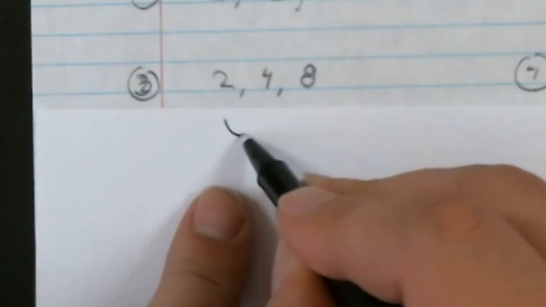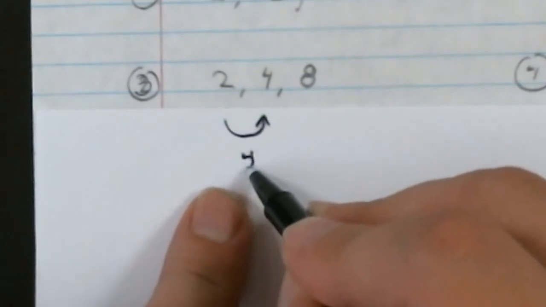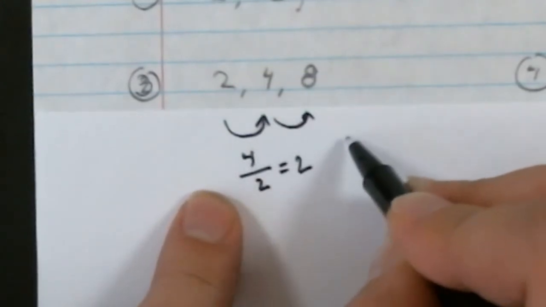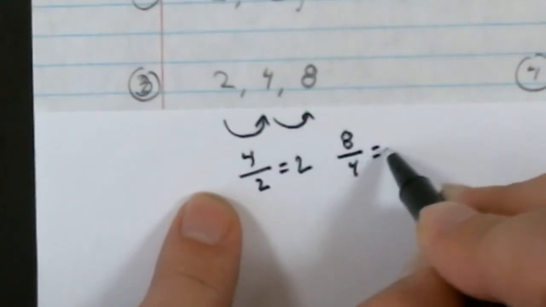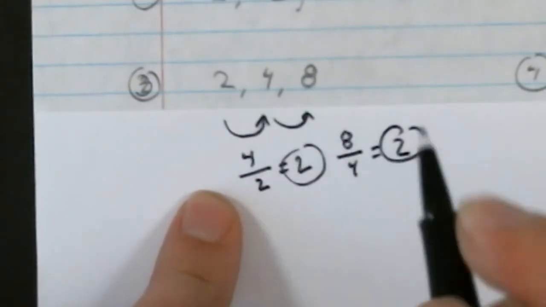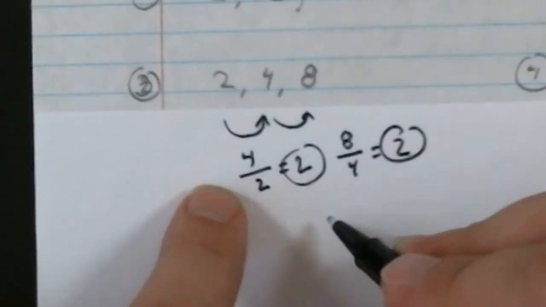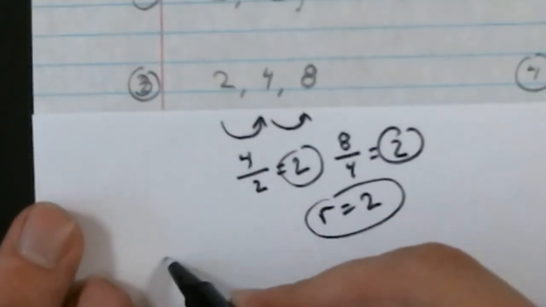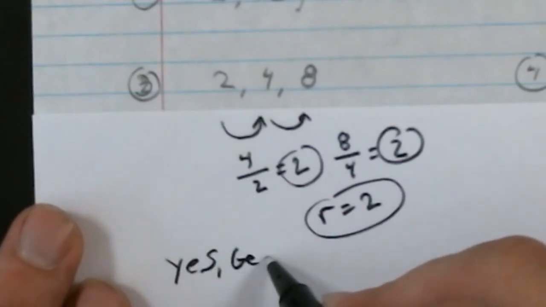Here we go. From 2 to 4. So it looks like we went 4 divided by 2, which is 2. 4 to 8 looks like 8 divided by 4, which is 2. So it looks like 2 is going to be my R, my geometric part. So we're going to say yes, geometric.